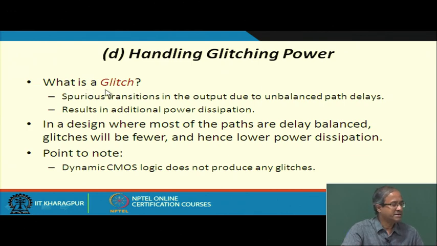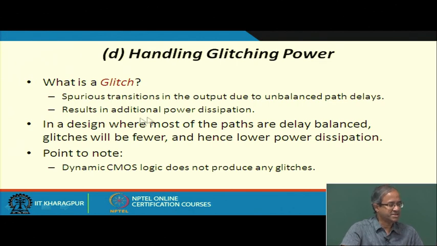As I said, a glitch, which sometimes is also known as a hazard, refers to spurious transitions, that means transitions which are functionally not expected to happen in the output due to unbalanced path delays. We shall be showing an example. Because of this, there will be additional charging and discharging of the load capacitor. So, this means additional power dissipation.